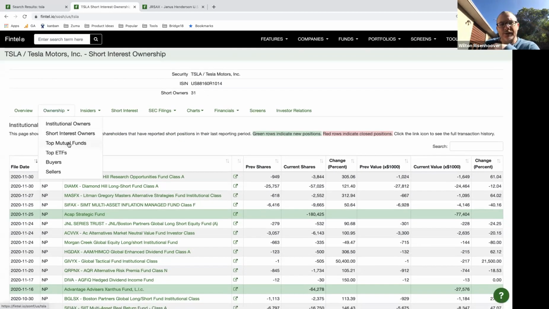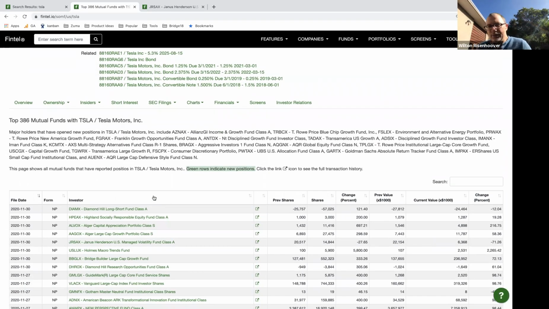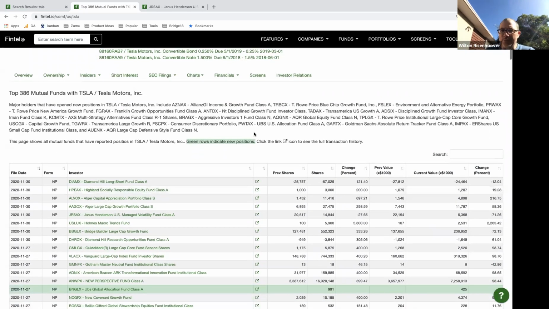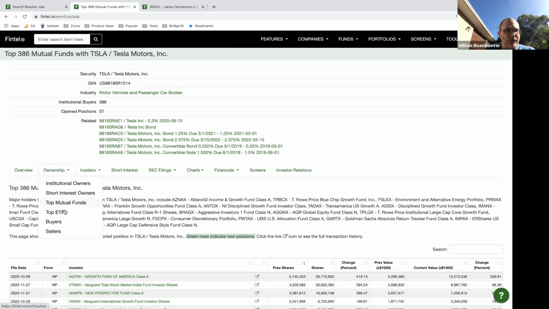If you're interested in mutual funds, you can see who the top mutual funds are. If you're not specifically a person that buys individual stocks, you can see which mutual funds have the largest exposure to Tesla, and so on with the ETFs. So that's really the background on the ownership data.